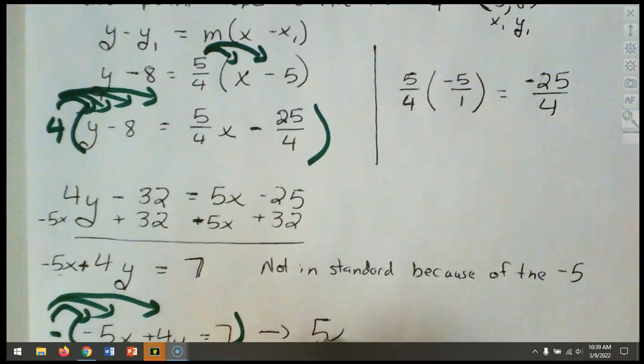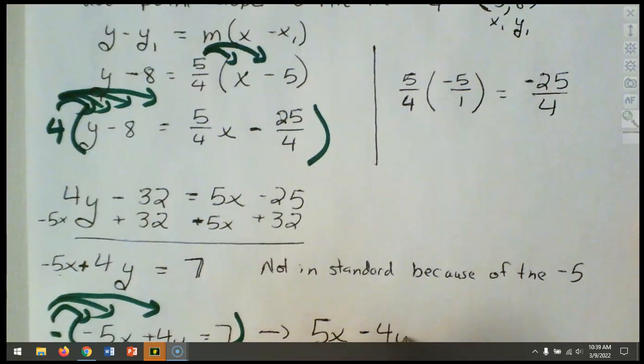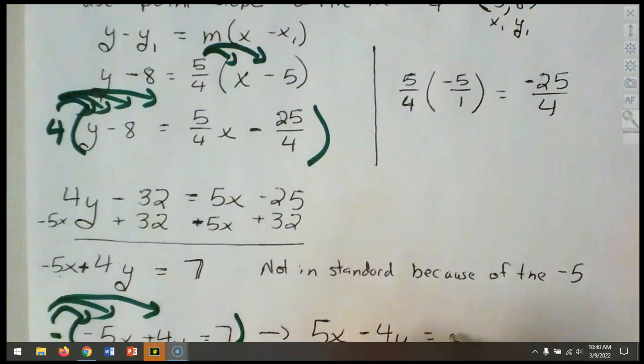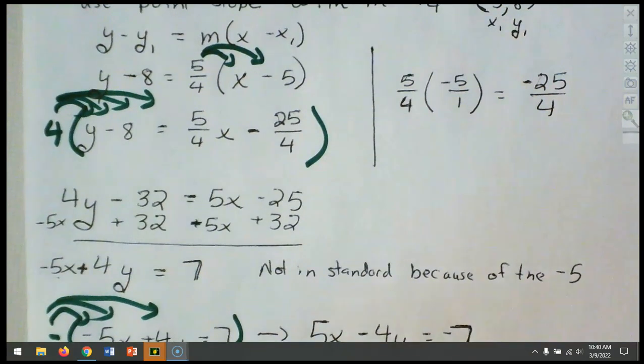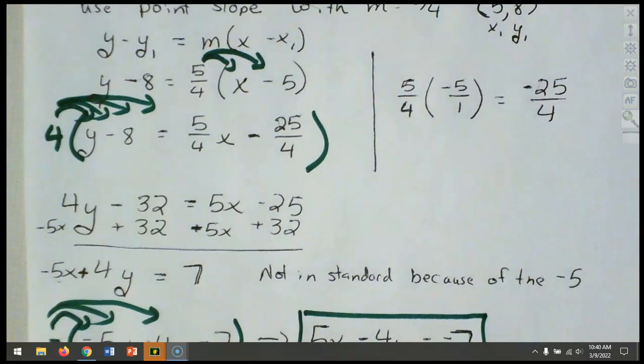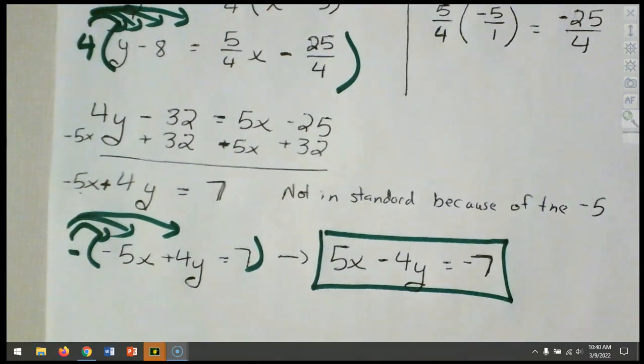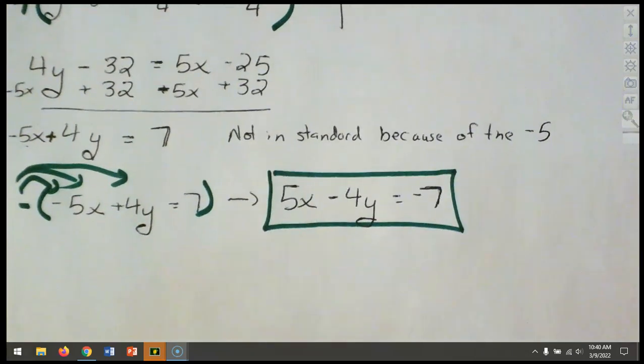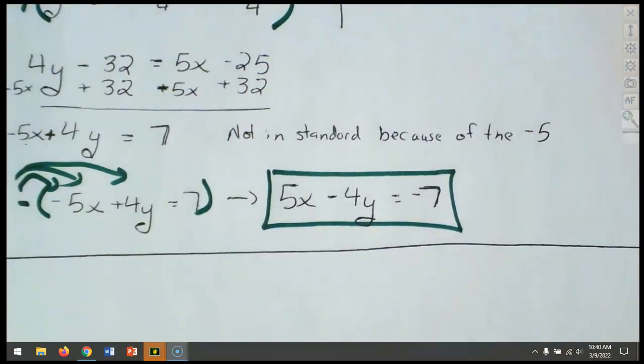And that gives you then 5x minus 4y equals minus 7. And it is now in standard form. How do we know that it's in standard form? No fractions, no decimals. X and the y are on the left-hand side. The x component is positive. So it's done. It is now in standard form. Let's try another one.